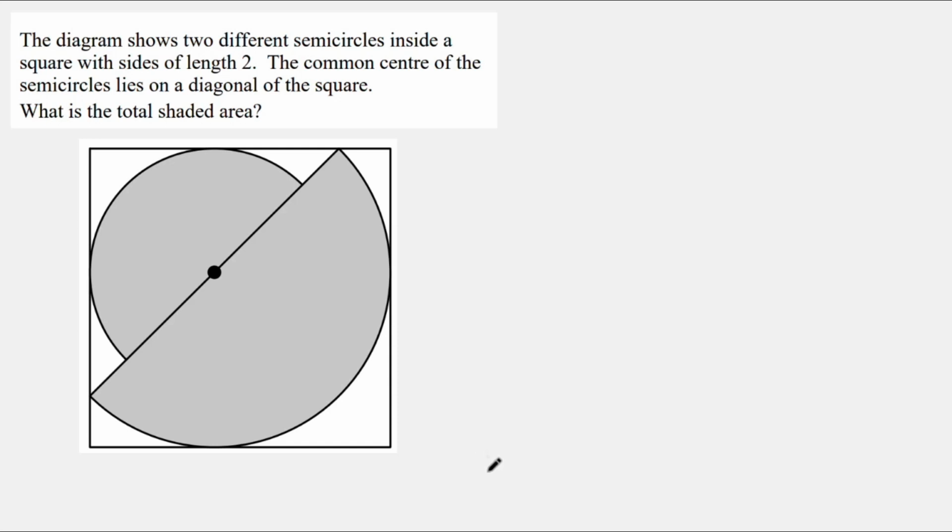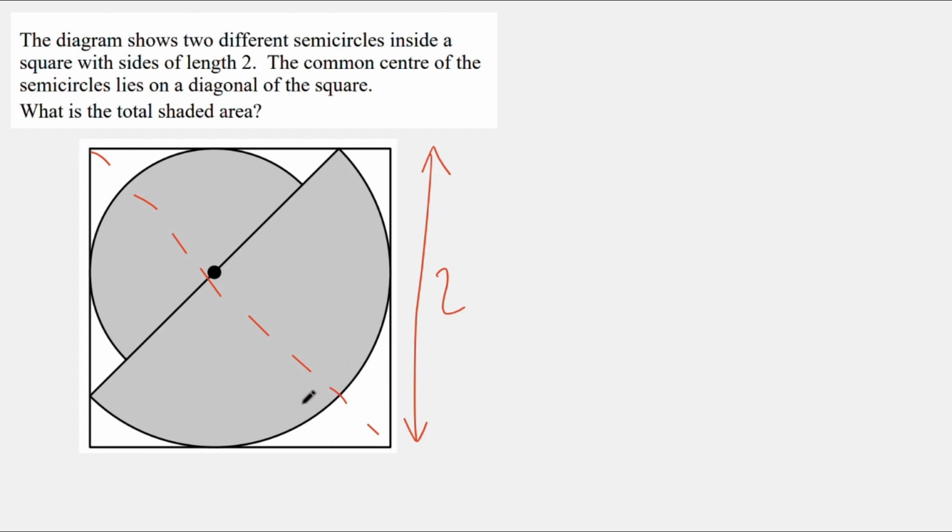Today I've got a fun little geometry problem. We have a diagram here which is a big square with side length 2, and inside this square we've got two different semicircles. Both of these semicircles have the same center at this point here, and this center also happens to lie on this diagonal of the square. So the side length is 2, and we've got two semicircles with a nice line of symmetry here.